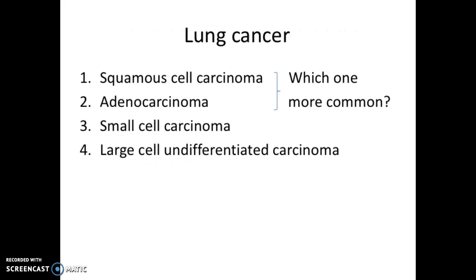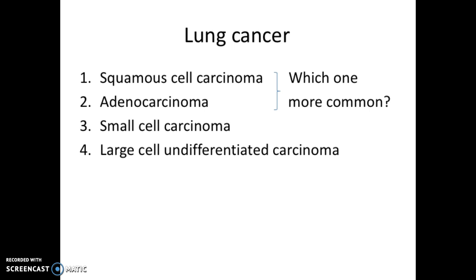Lung carcinoma basically can be divided into four. First is squamous cell carcinoma, second is adenocarcinoma, third is small cell carcinoma, and last but not least is large cell undifferentiated carcinoma. So small cell carcinoma and adenocarcinomas, which one is more common? It used to be squamous cell carcinoma, but now adenocarcinoma is rising in incidence.